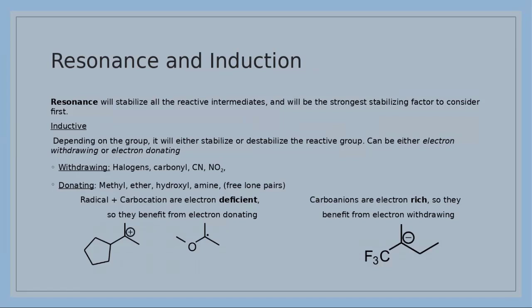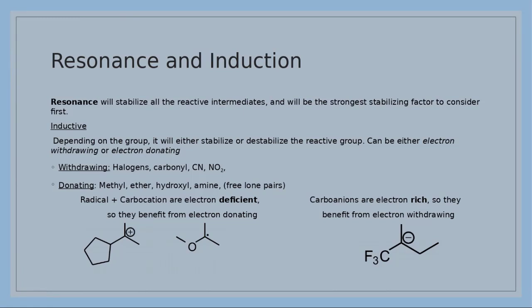So we have resonance and induction. We know that resonance will stabilize all reactive intermediates, and it's the strongest stabilizing factor to consider first. Like someone asked in the chat before, yes, a benzylic will be more stable than a tertiary. Both will be more stable for the carbocation, carbanion, and the free radical, because resonance will make it so that the charge is spread apart instead of localized in one specific spot. So resonance will increase stability for all three reactive intermediates.